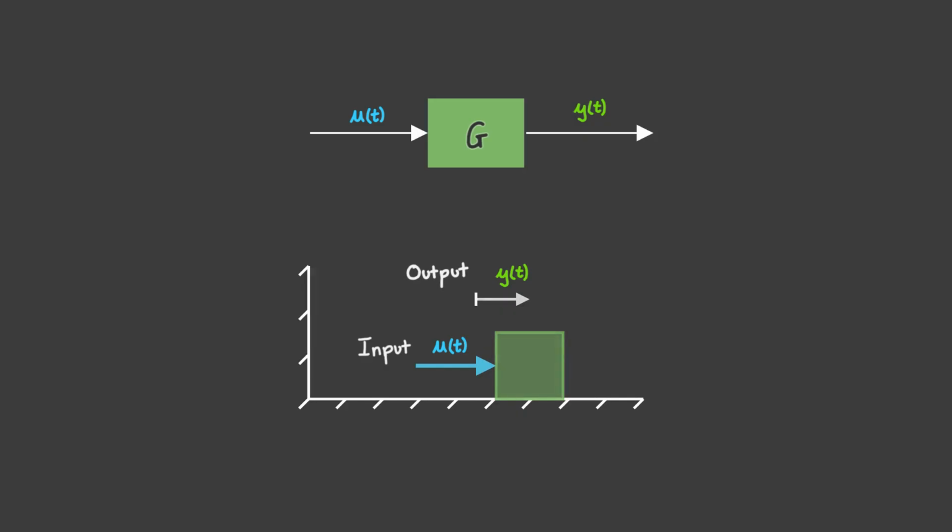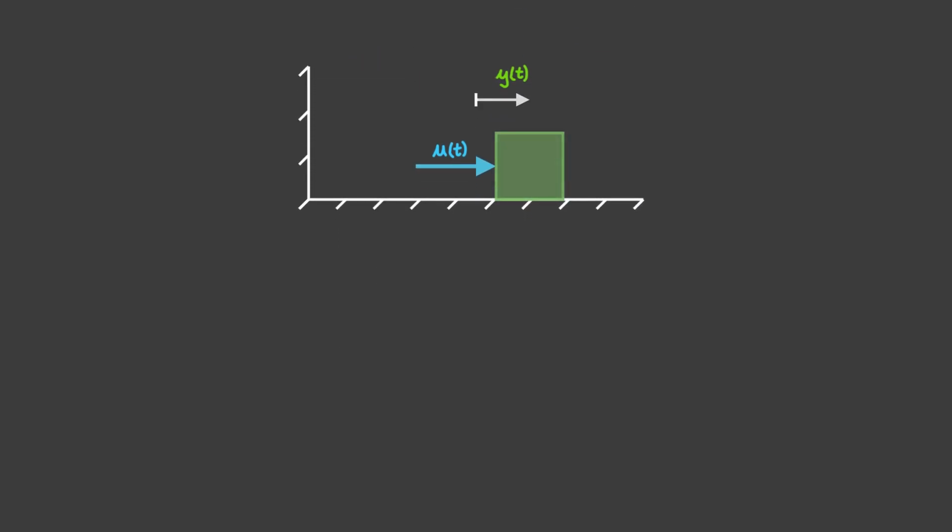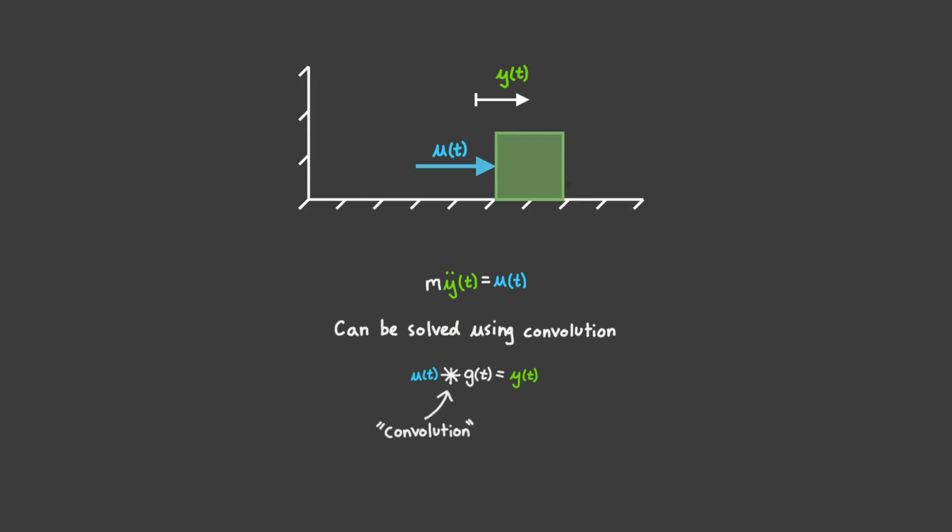And the plant is the whole system that relates these two. From Newton's laws, we know that this system is governed by the equation m y double dot of t is equal to u of t. This is a differential equation which can be solved using what's called a convolution. u of t convolved with g of t is equal to y of t. This star here stands for the convolution, and this little g here is the impulse response.